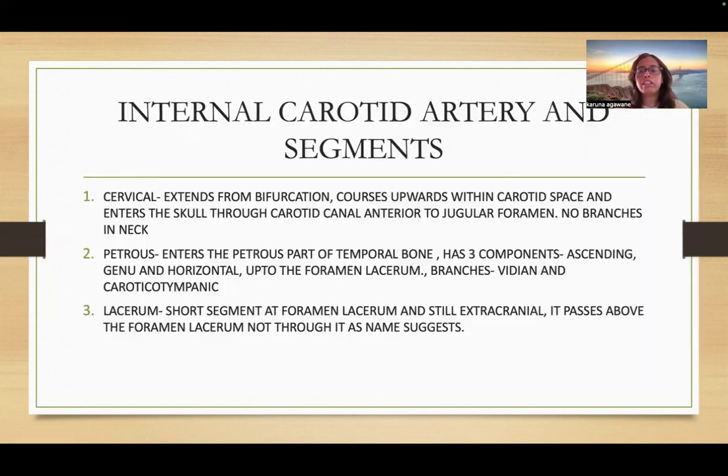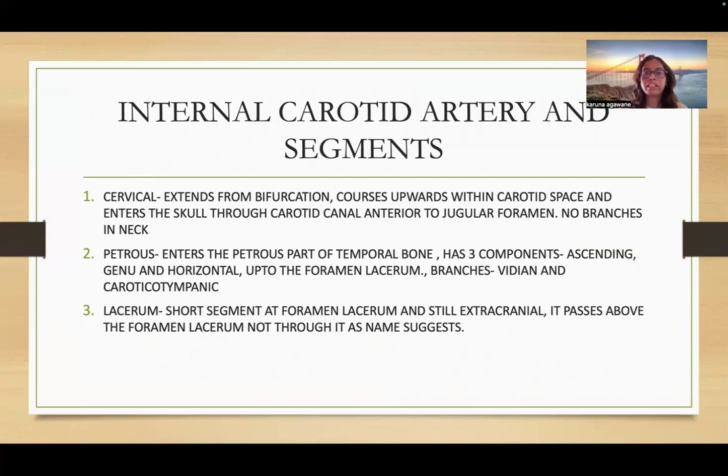Well, now we start with the internal carotid artery and its segments. The internal carotid artery arises from the bifurcation of the common carotid artery into the internal and external carotid arteries. It comprises 7 segments. The first segment is called the cervical segment. It extends from the bifurcation, that is the origin of the vessel, courses upwards through the carotid space and enters the skull through the carotid canal anterior to the jugular foramen. No branches are given by this artery in the neck.